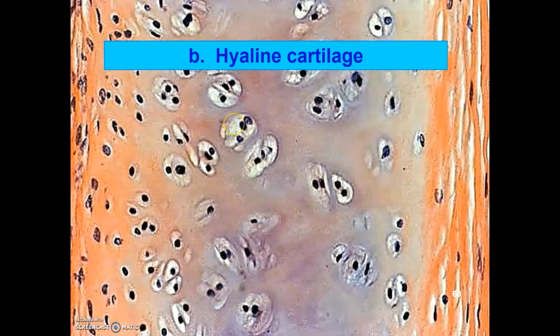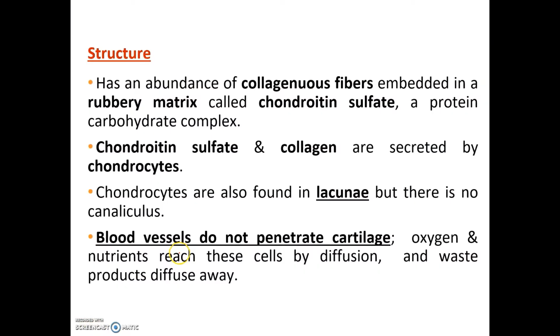Okay, so next is the hyaline cartilage. Hyaline cartilage has many collagenous fibers embedded in the rubbery matrix. The rubbery matrix makes the hyaline cartilage more flexible, and it is called chondroitin sulfate, which is the material that can be found in the matrix. Chondroitin sulfate and the collagen are secreted by chondrocytes. Chondrocyte is the cell of the hyaline cartilage.